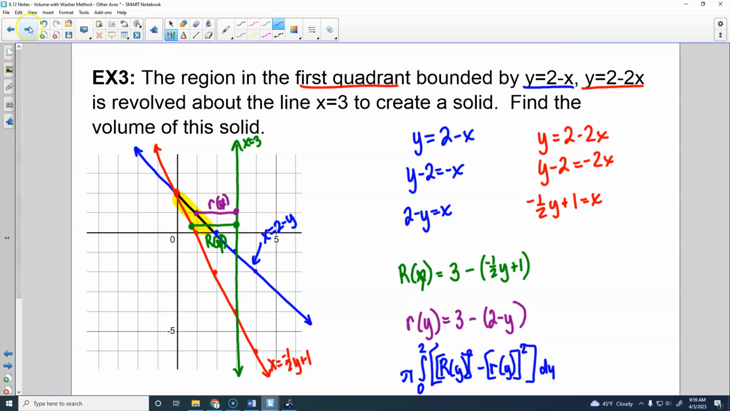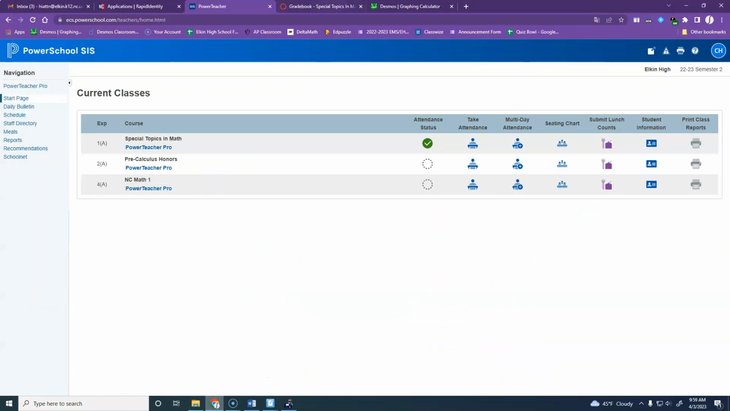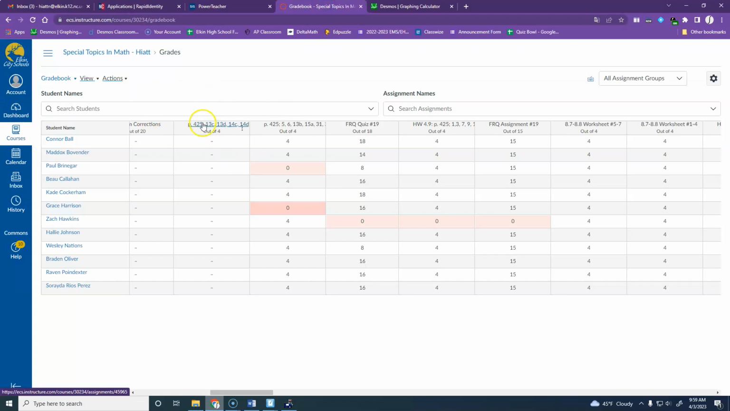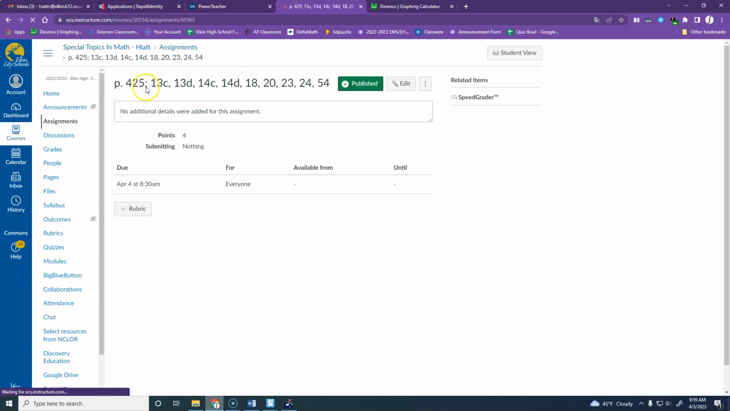Okay, I think these had assignments on, but we're going to do whatever's on Canvas. Canvas has 13C and D, 14C and D, 18, 20, 23, 24, 54. You are welcome to use your calculator to integrate any of those, even if they're simple, because my main concern is that you can set them up right.